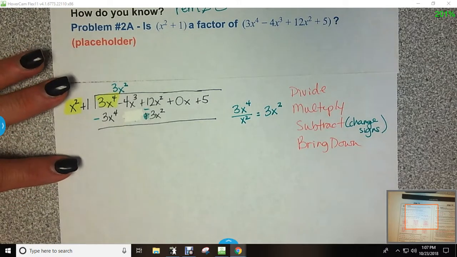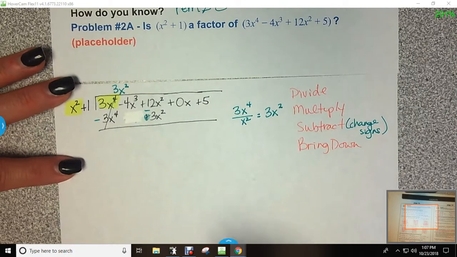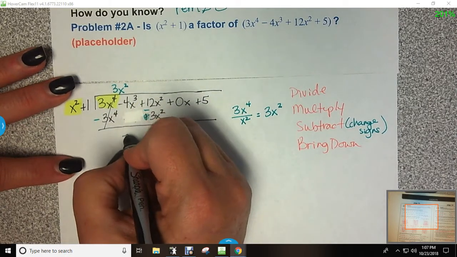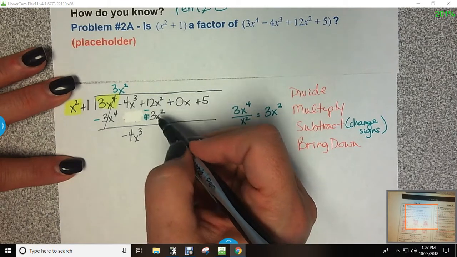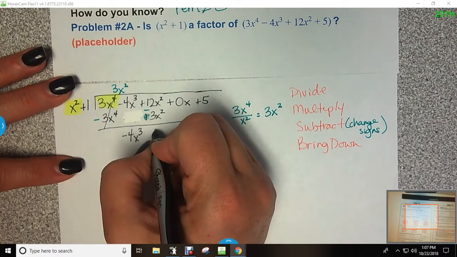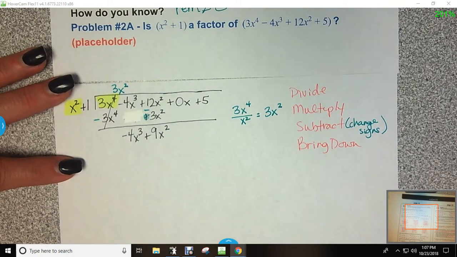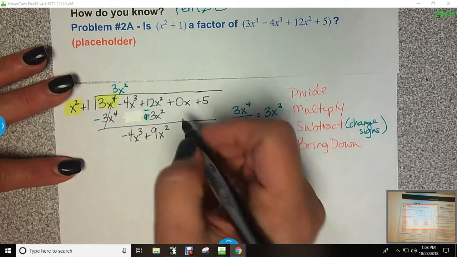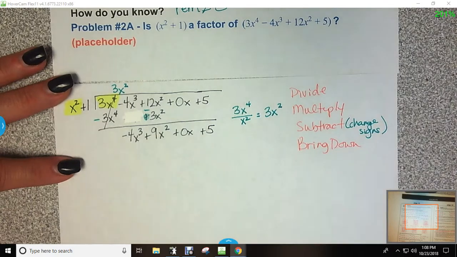What happens to the negative 4x cubed? We're going to bring it down in the next step. Okay. Go ahead, these cancel. I'm going to bring down my negative 4x cubed, and then 12x squared minus 3x squared gives me a positive 9x squared. And most of the time, if I have to put in a placeholder or something like that, when I start bringing stuff down, I'm just going to go ahead and bring it all down. It just makes it easier for me to keep up with.